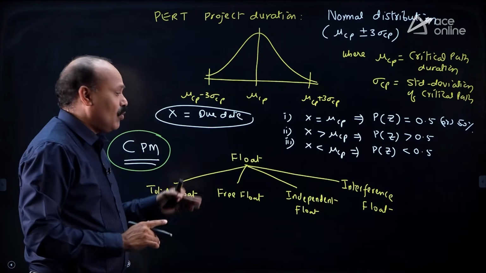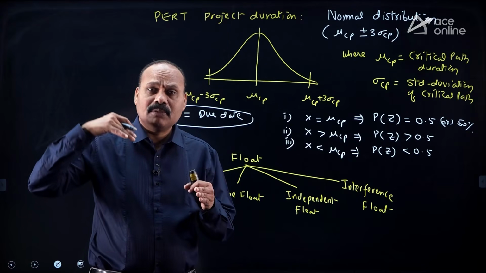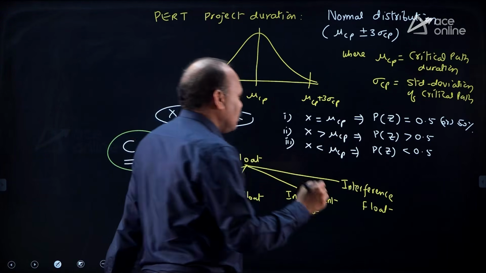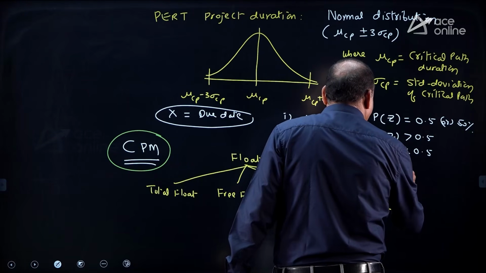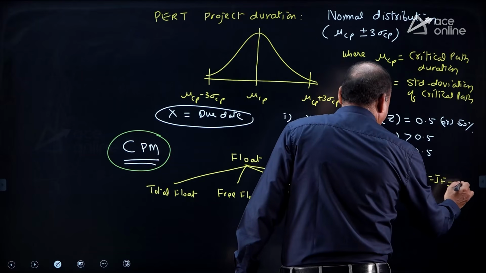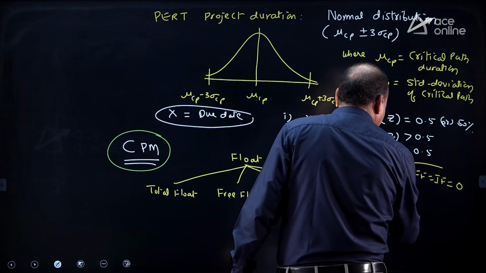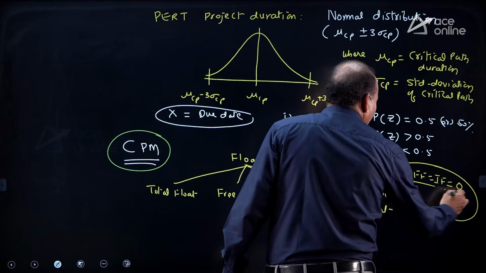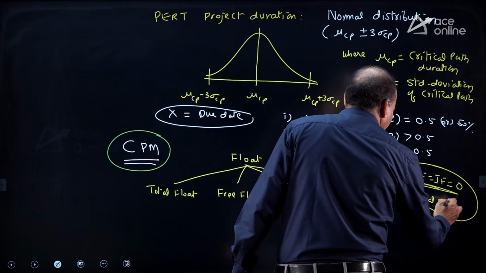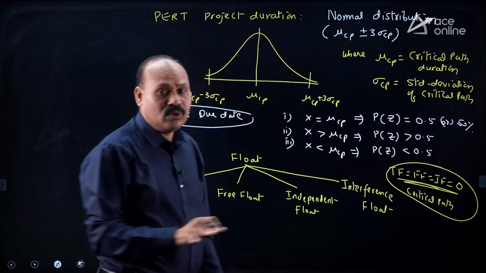So what is a float? Float is basically permissible delay for a particular activity. Float is equal to 0 for a critical activity. Total float, free float, independent float are 0 for a critical activity. Critical activity will have 0 floats. Critical path has no float.